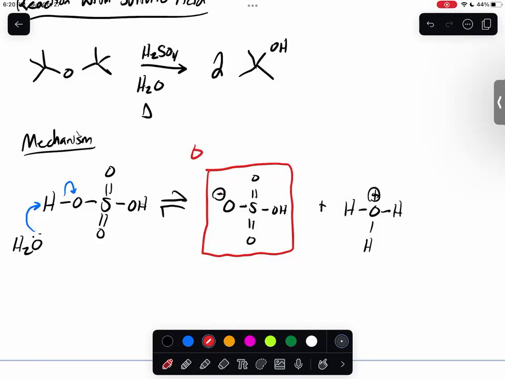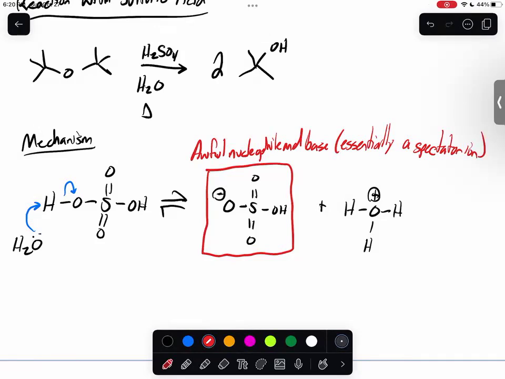I won't even just say bad, I'll say awful. It is both an awful nucleophile and base. It is essentially a spectator ion. You won't see it do anything in terms of reactions. It will just exist as a spectator in the reactions. So what does that mean for us?